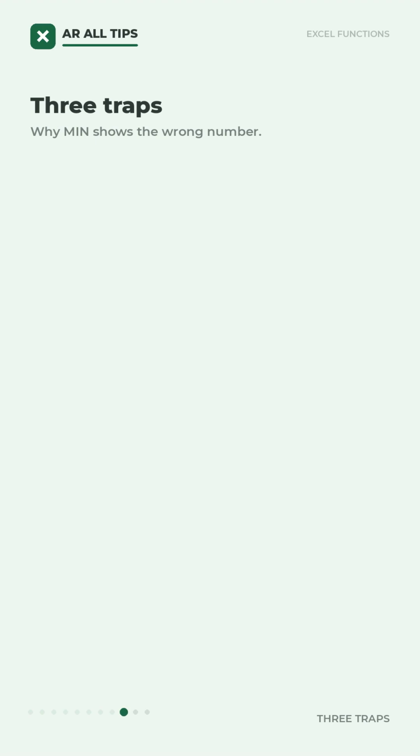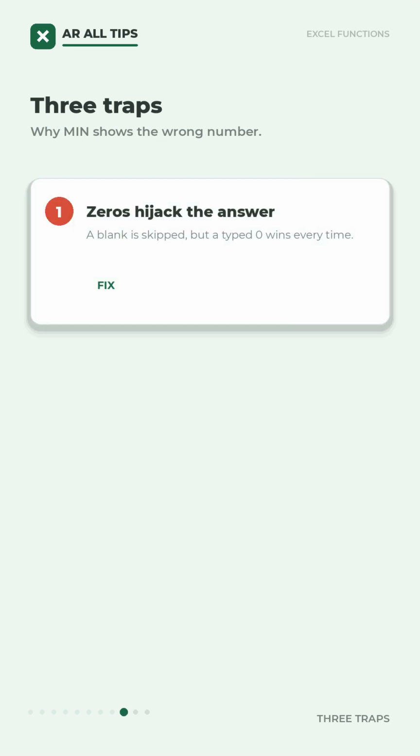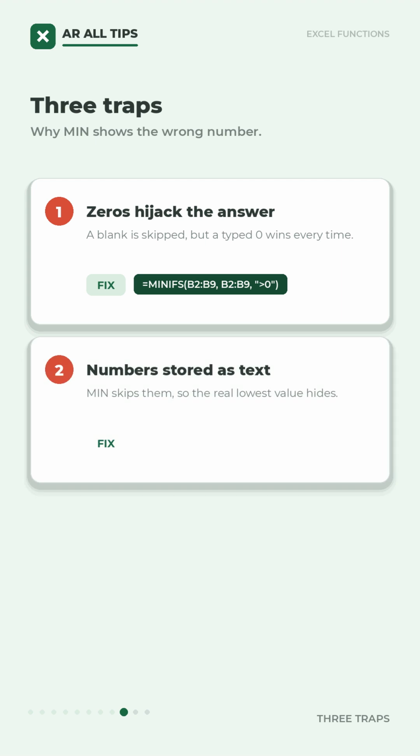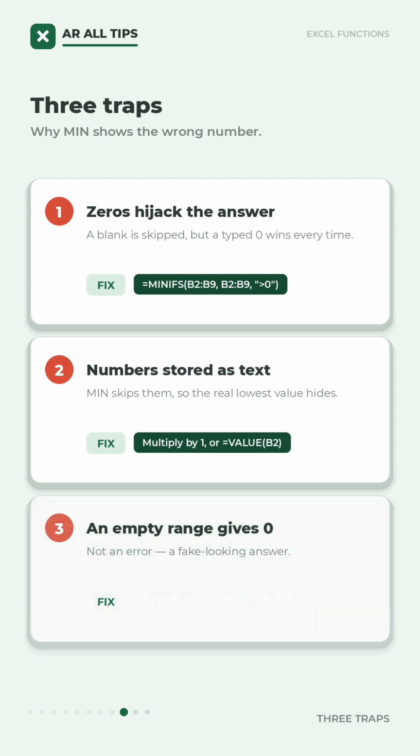3 traps before you go. 1. Zeros. A blank is skipped, but a typed 0 wins every time. Filter it with MINIFS and a greater than 0 test. 2. Numbers stored as text are invisible to MIN. Multiply the column by 1 or use VALUE. 3. An empty range returns 0. Wrap it in IF with COUNT, or you'll trust a fake answer.